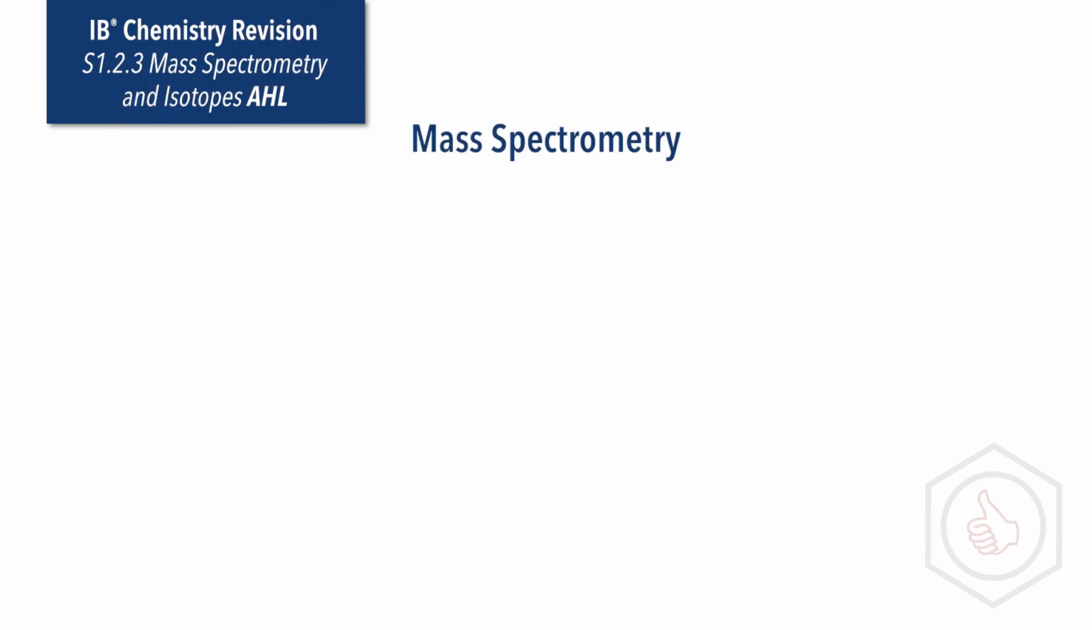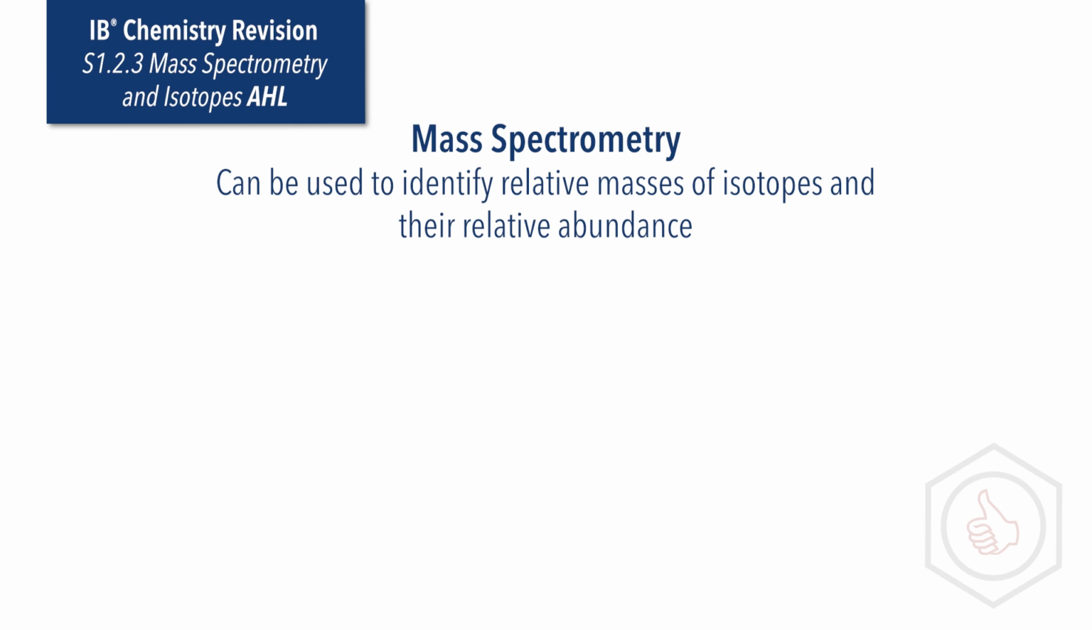Mass spectrometry is an analytical technique that is used to identify isotopes of an element and determine their relative abundances. This information can then be used to calculate the relative atomic mass of an element. The machine used in mass spectrometry, a mass spectrometer, produces a graph called a mass spectrum, with the x-axis being mass-to-charge ratio and the y-axis relative abundance. Each peak on a graph corresponds to a different isotope of the element.